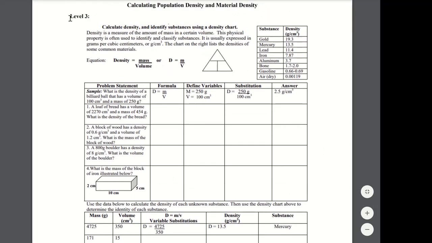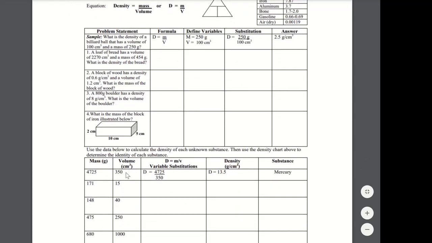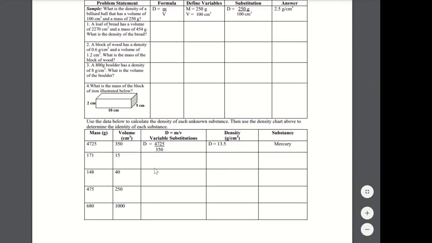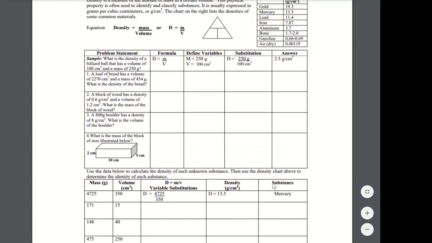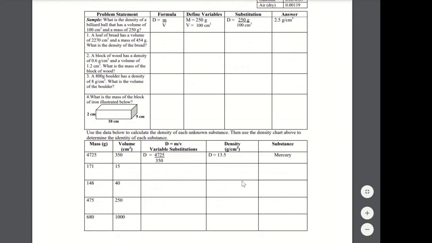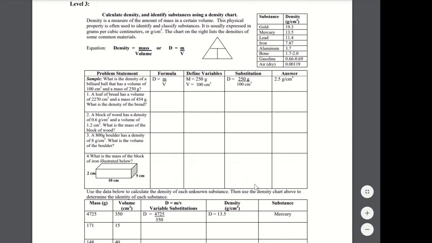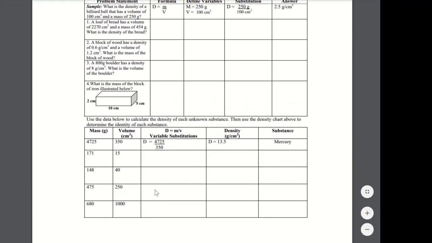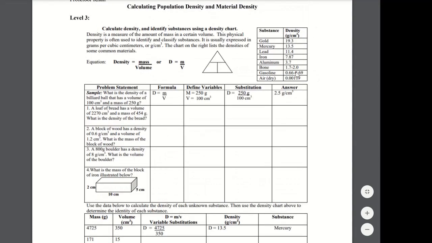For example, you can say, hey, Professor Khan, I had a question about level 3, question 4, or I had a question about the second chart, level 3. Very similar. Here I give you the mass and the volume, you find the density, and you tell me what the substance is. The substances correspond to this table right here. Use the density chart above to determine the identity of each substance. This is exactly what scientists do when they find a new material. They calculate the mass and volume, find the density, and then compare it to known substances that we have.